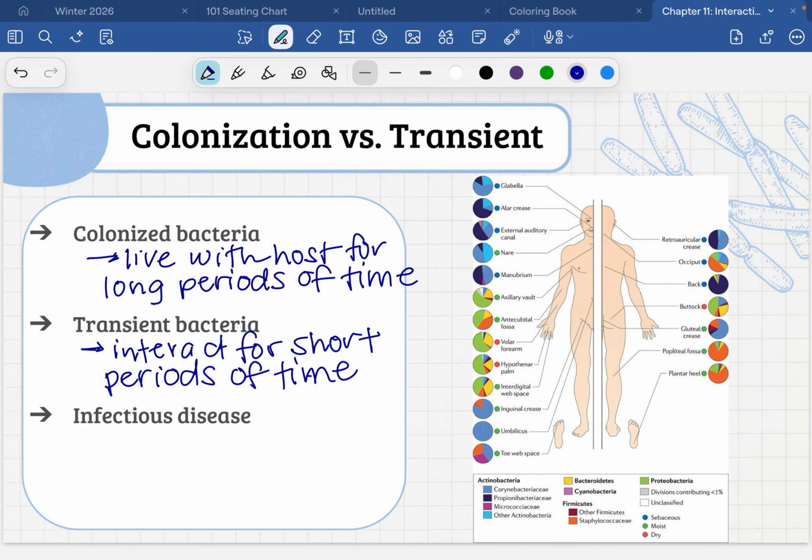But the vast majority of things that my body comes in contact with are either not going to harm me at all, or they are going to be good. So transient just means short term. Doesn't mean good or bad or anything else. It just means it's a short interaction. Colonized, again, doesn't necessarily mean good or bad. It just means that this organism is sticking around for long periods of time. Occasionally, bacteria or organisms from either group, colonized or transient, can invade host tissues and cause disease.